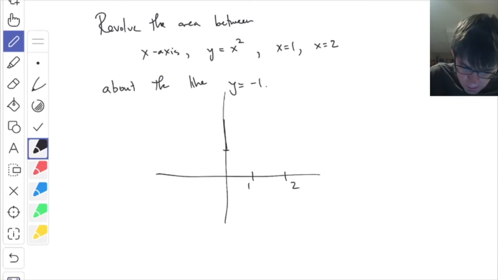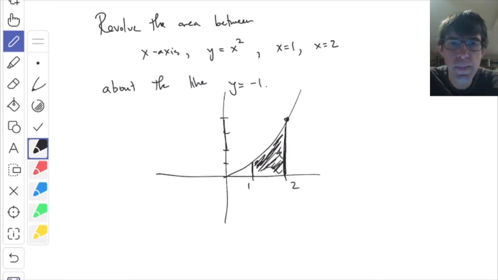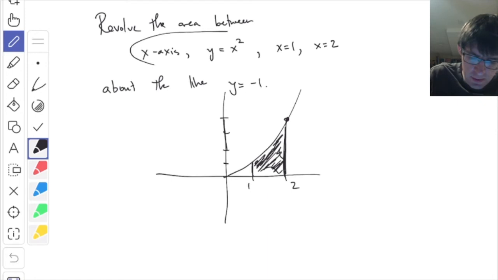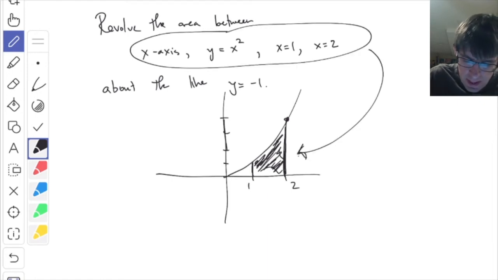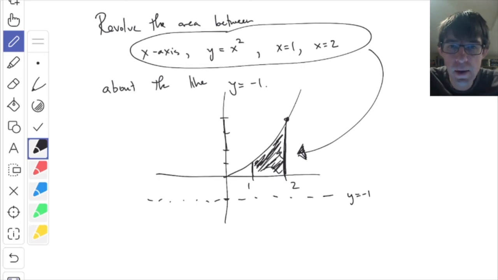I want the area between the x-axis and y equals x squared. Well, x squared goes like this, right? Goes up to 4 there, although I don't know if that's relevant. The area between the x-axis and y equals x squared. So that's this shape here. It's that shape right there. And your job is to revolve this about the line y equals -1. That's down here. This is the axis of rotation. Y equals -1. And I want to spin that around this line.